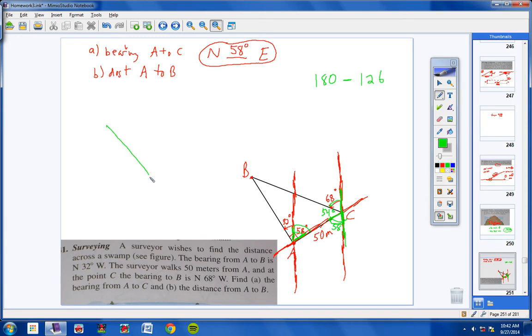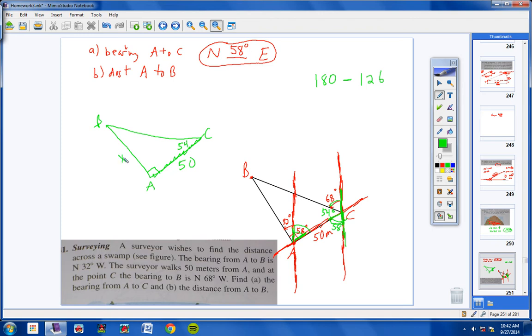You've got a right triangle that looks like this. Here's your right angle. Here's B. Here's A. Here's C. And now you know this angle inside the triangle is 54 degrees, and you know this length right here is 50. So we can easily find the distance from A to B.